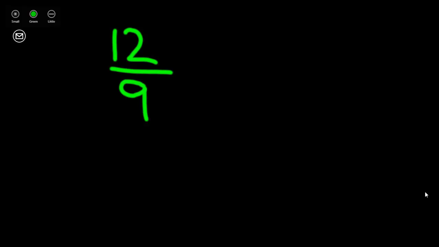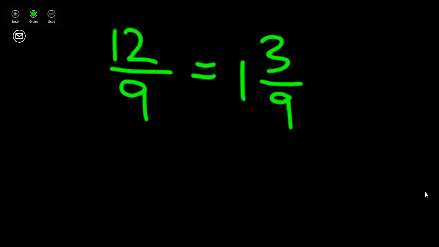12 ninths is an improper fraction. We always want to take our answer and write it in simplest form and make sure it is either a mixed number or a proper fraction. In this case, since it's an improper fraction, we need to turn it to a mixed number. 9 goes into 12 one time with 3 left over, and our denominator stays the same.